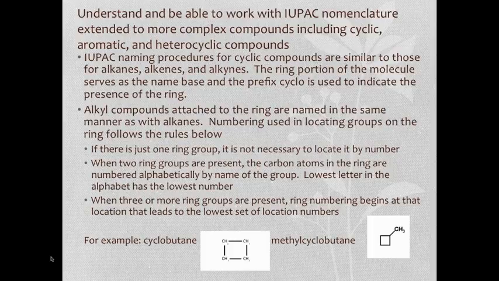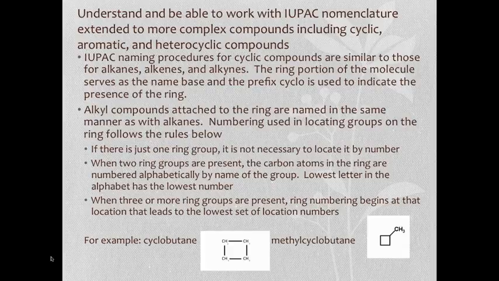IUPAC nomenclature is similar for cyclic compounds to those that we've already studied. The ring portion of the molecule serves as the name base. As you can see at the bottom of this slide, cyclobutane is a cyclic compound, and the prefix cyclo is used to indicate the presence of a ring. Alkyl compounds attached to the ring are named in the same manner as we would with alkanes.